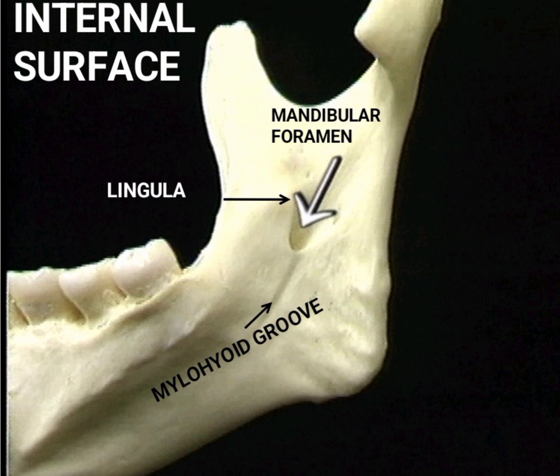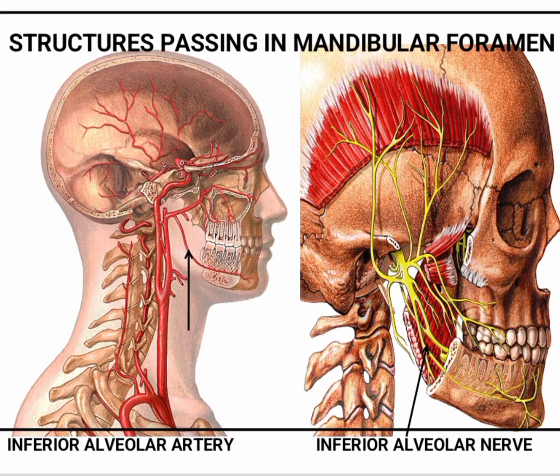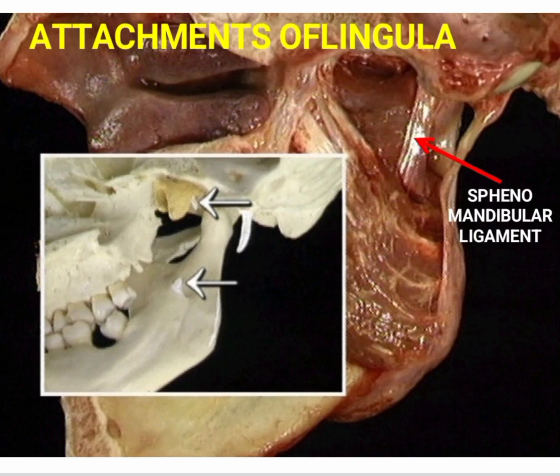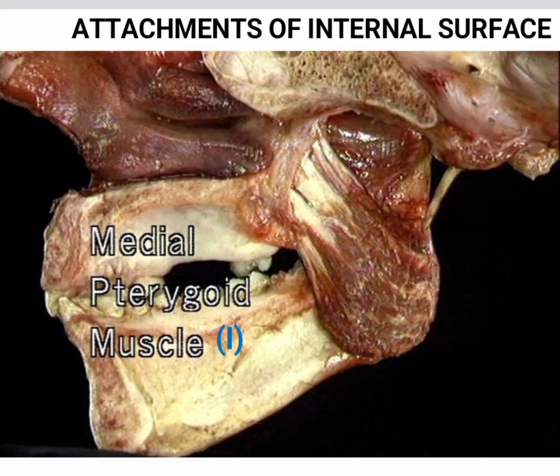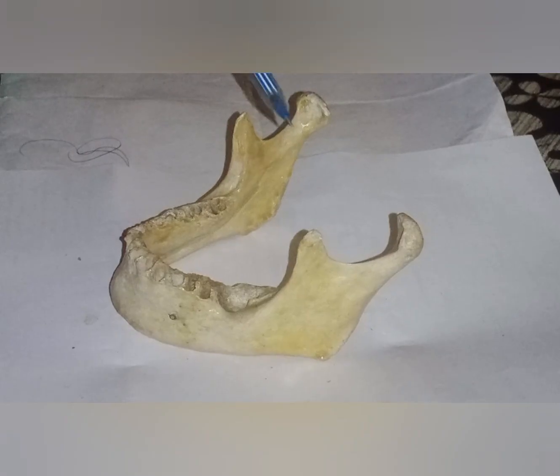There is a tongue-like projection called the lingula, and below the mandibular canal there is a groove called the mylohyoid groove. Mandibular foramen transmits the inferior alveolar nerve and the inferior alveolar artery. Lingula gives attachment to sphenomandibular ligament. Mylohyoid groove transmits the mylohyoid nerve, a branch of mandibular division of trigeminal nerve. Internal surface gives insertion to medial pterygoid muscle.